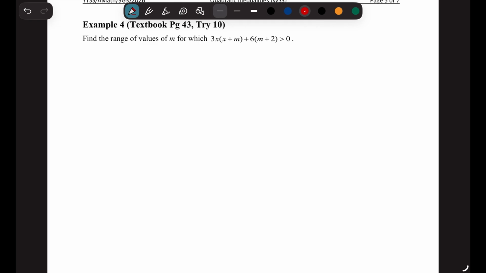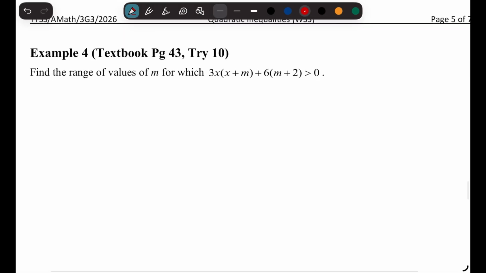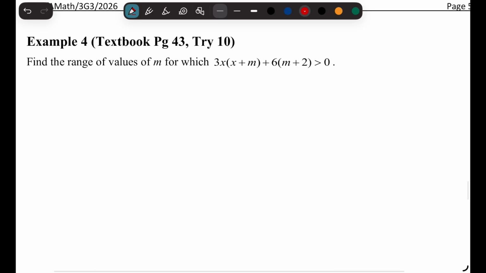Okay, example number 4 over here, I am given an inequality here. The first step is always to simplify everything, and we make it such that we can see the x squared term, the x term, and the constant term very clearly. So let's look at this inequality here. Find a range of values for m that satisfy this inequality. My first step is to simply expand and simplify. From here, I get 3x squared plus 3mx plus 6m plus 12 more than 0.